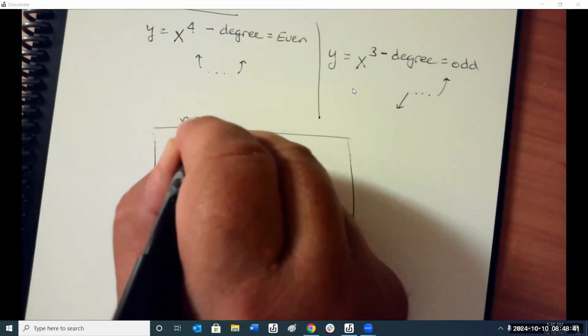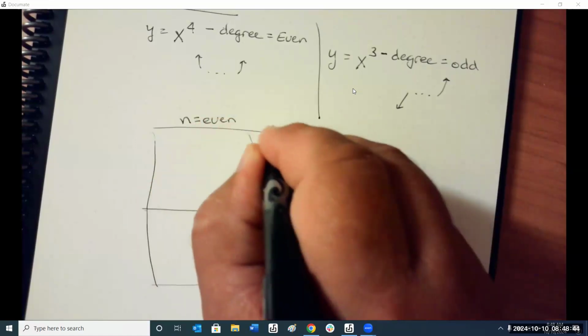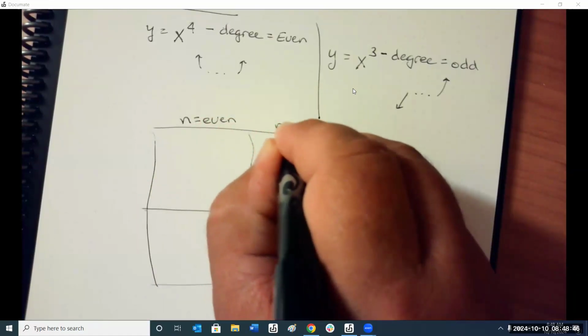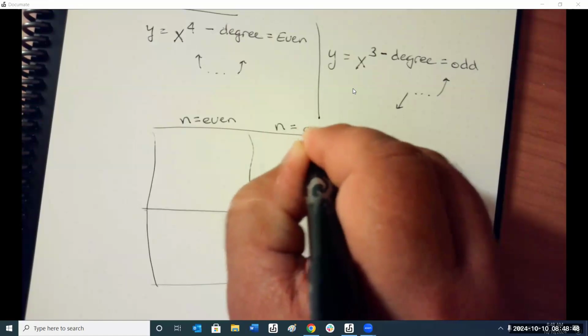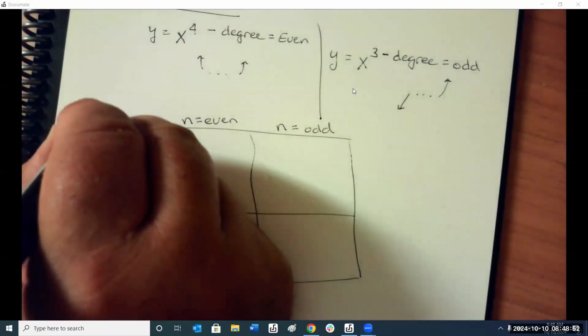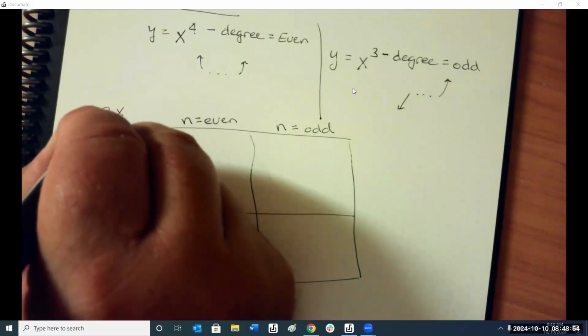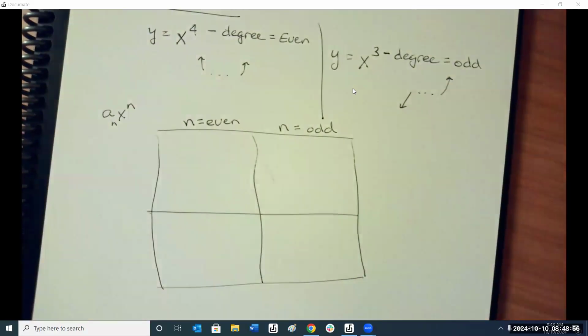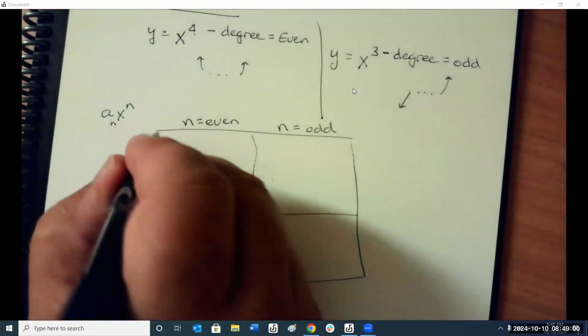N is even, N is odd. Our leading term looks like this. That's our leading term.